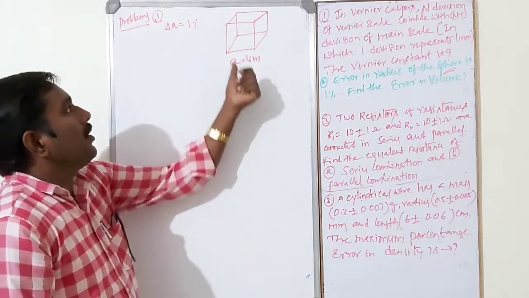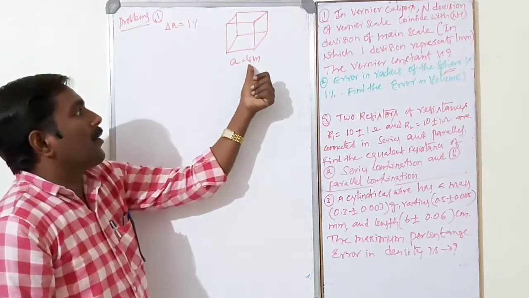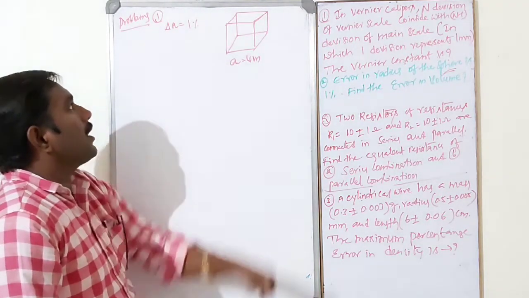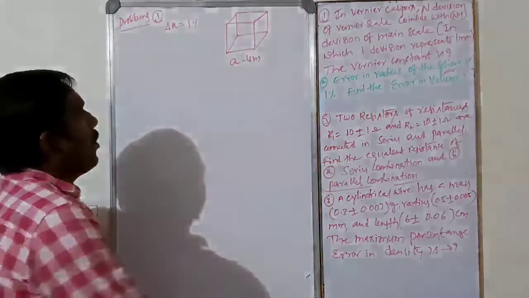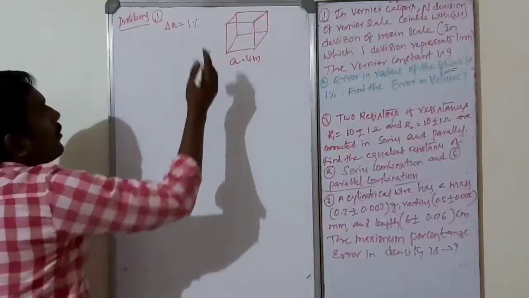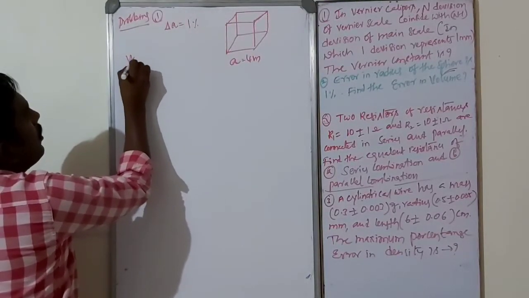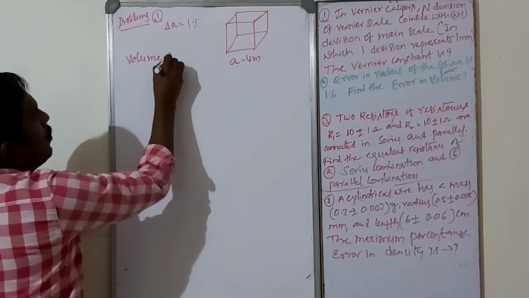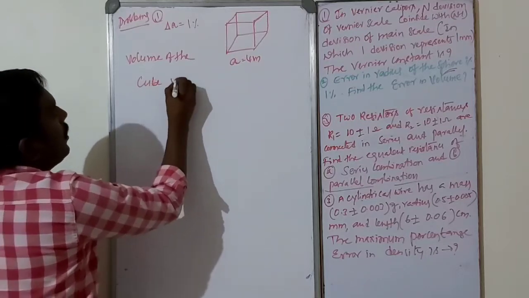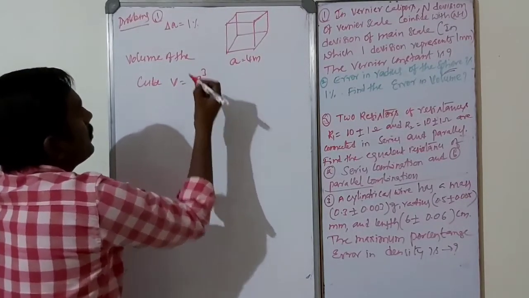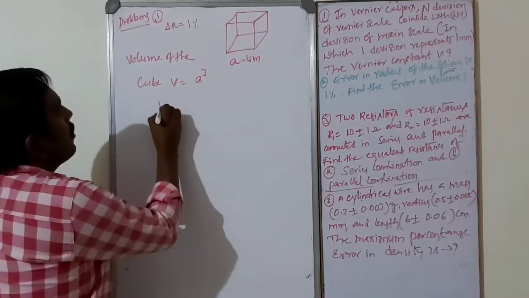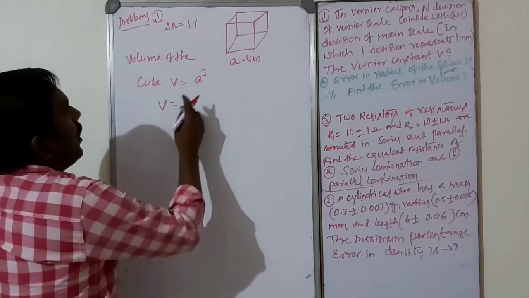See dear students, this is the cube. One side of the cube is given as 4 meter. The error in the measurement of one side is 1%. What is the volume of the cube? The volume of the cube is V is equal to A cube. That is the formula. Okay. So V is equal to A cube.